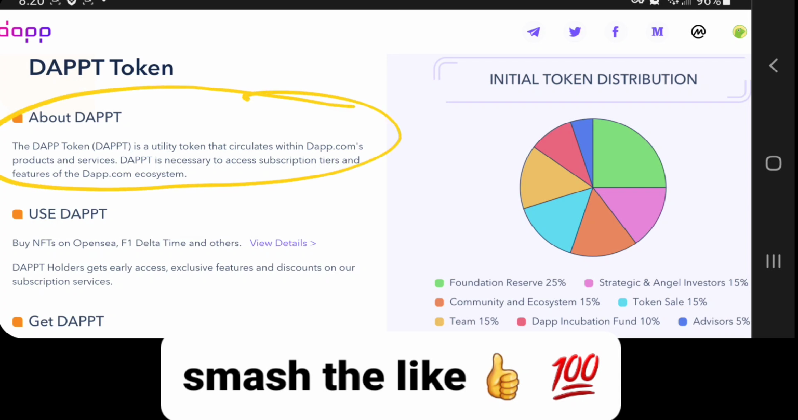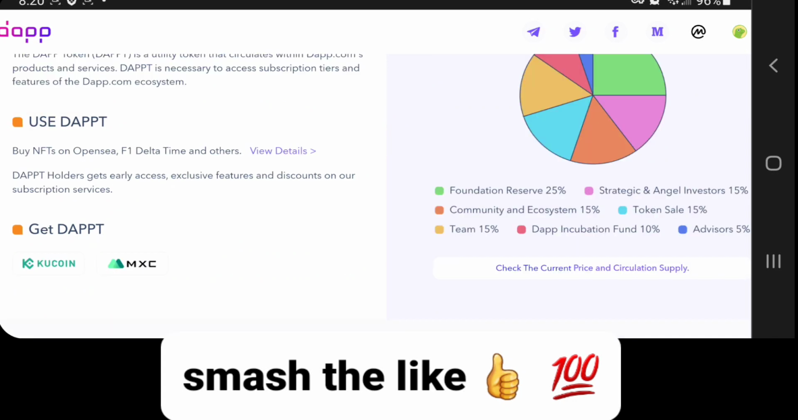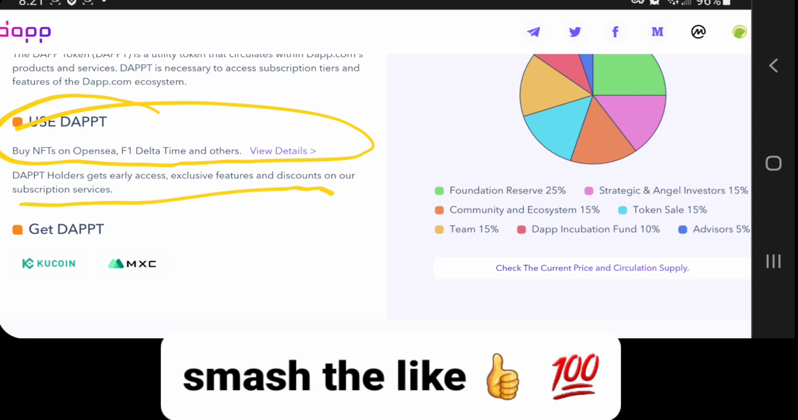Dappt is necessary to access subscription tiers and features of the Dappt.com ecosystem. So basically the token is the utility token of this whole entire platform and their website. Looks like you can buy NFTs on OpenSea, F1 Delta Time, and others using the Dappt token. Dappt holders get early access, exclusive features, and discounts on our subscription services. And it is available on Kucoin and MXC.